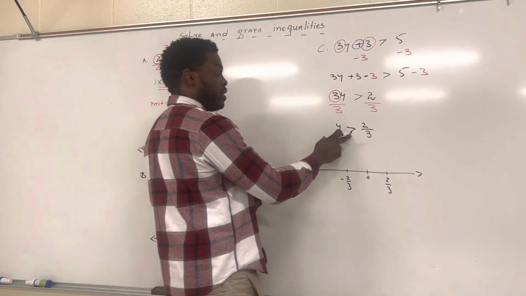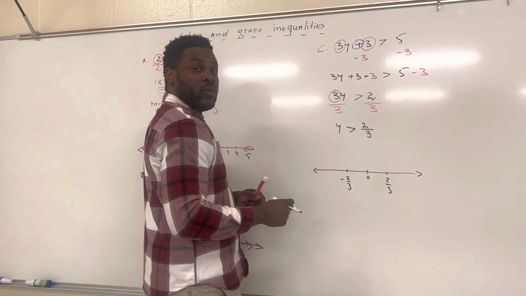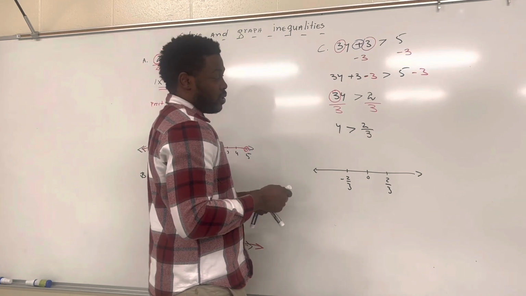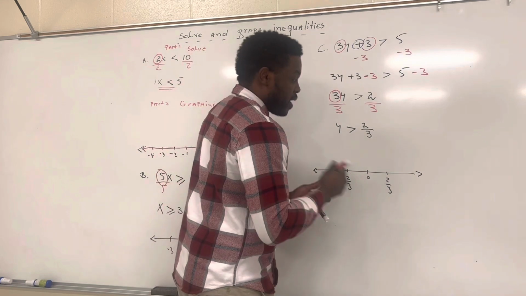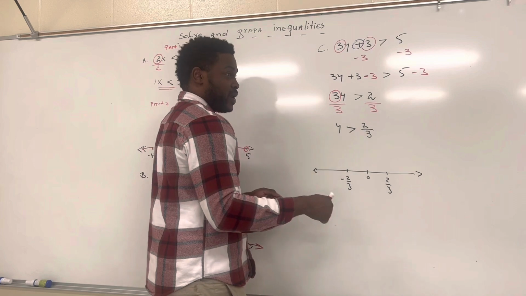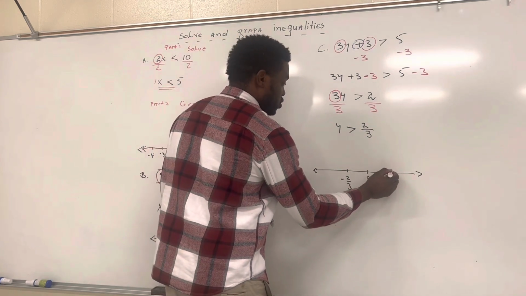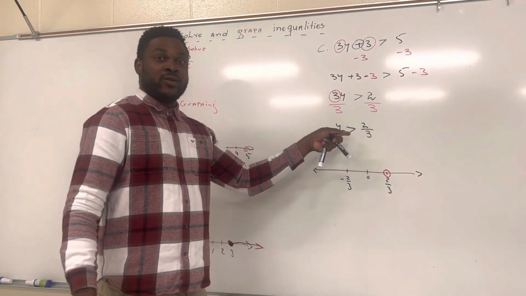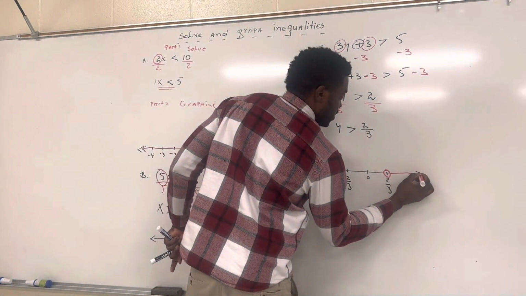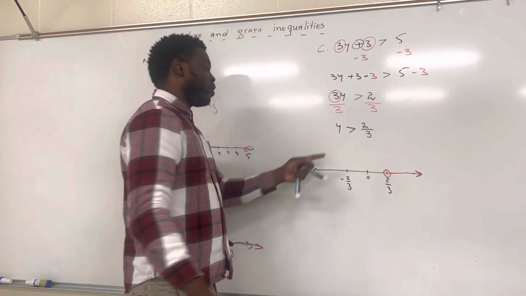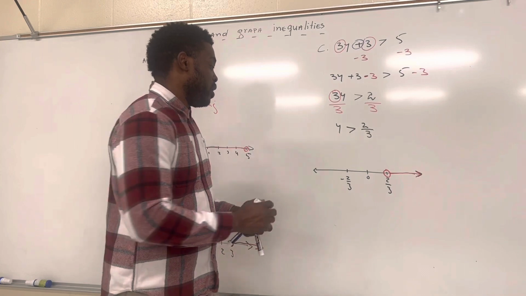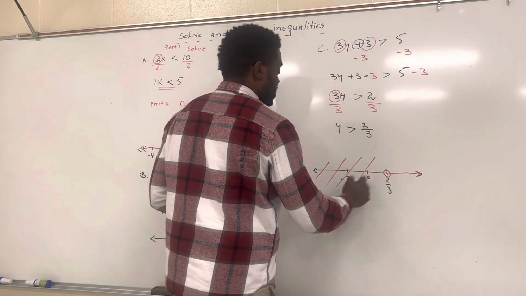So we're looking at our number line and we're saying that there's a greater than. When it's greater than, you have to decide whether it is included or not included. It is not included because y cannot be 2 over 3, right? And when it's not included, we put a circle. And now we say it's greater than, meaning that it's going to the right. So y can take all the values on the right of 2 over 3, and it cannot take the values over there, right?